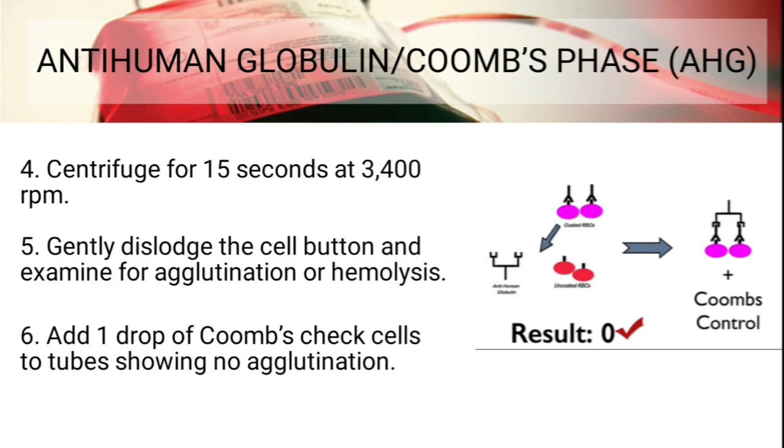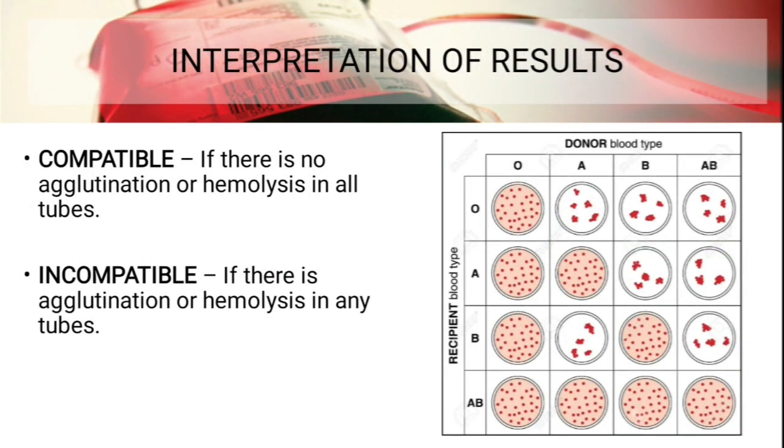Next, how are we going to interpret the results? If it is compatible, then there is no agglutination or hemolysis in all the tubes tested. If it is incompatible, then there is agglutination or hemolysis present in any of the tubes tested.